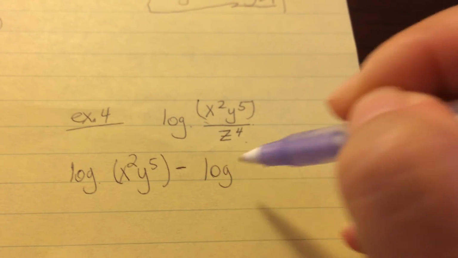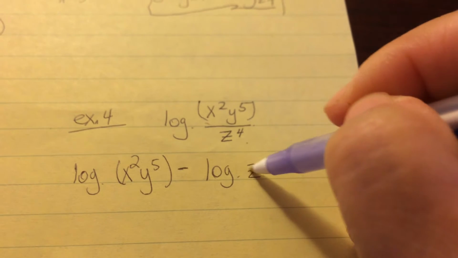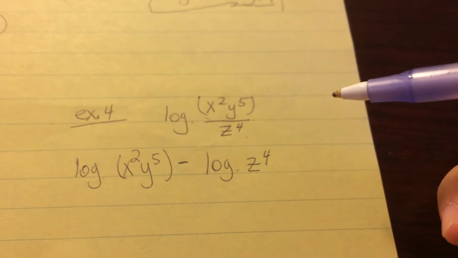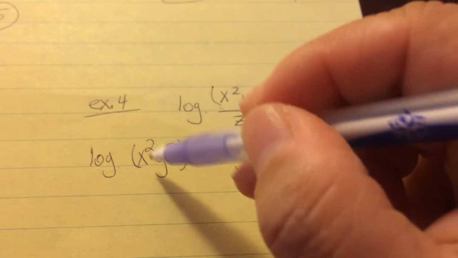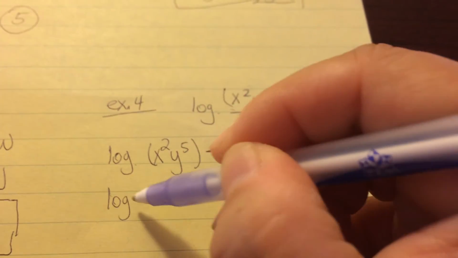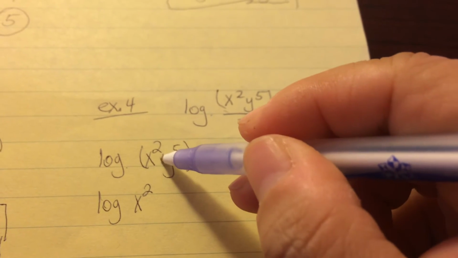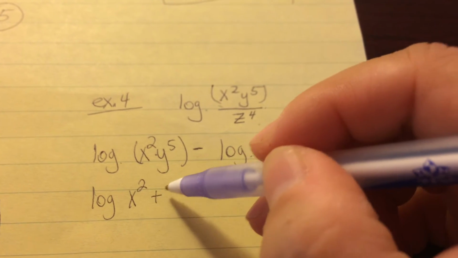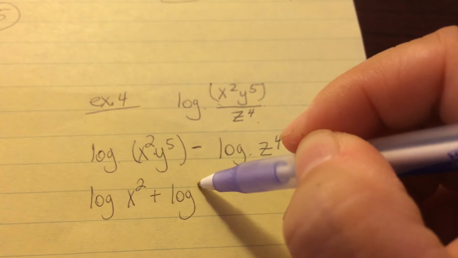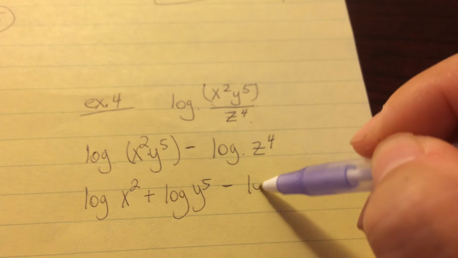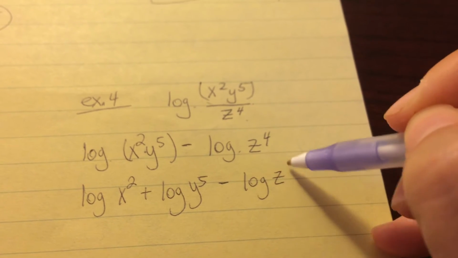We have log base 10 z to the 4. Now let's go ahead and separate them. So now I can separate this part right here. So then we have log base 10 x to the second power. And then it's multiplication right there. So we're going to go ahead and plus log base 10 y to the fifth. And then we just copy this piece right here. Log base 10 z to the 4.